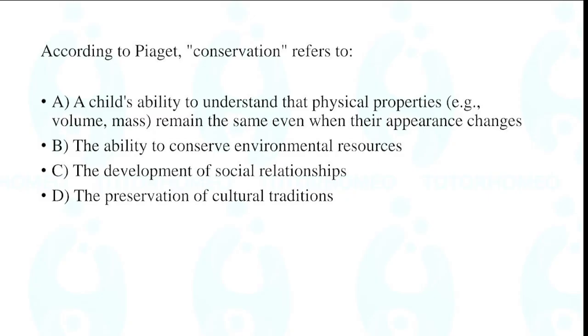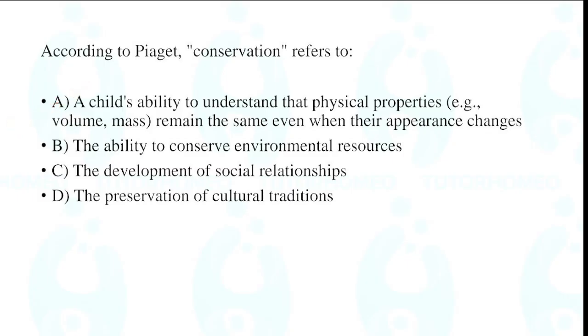Is it a child's ability to understand that physical properties like volume and mass remain the same even when their appearance changes? The ability to conserve environmental resources, the development of social relationships, and the preservation of cultural traditions. Which among these is the correct answer? When we talk about conservation, it is basically a cognitive ability. Why is it required? To understand that certain properties remain unchanged even if their outward appearance changes. It is typically mastered during the concrete operational stage. So the answer is A.